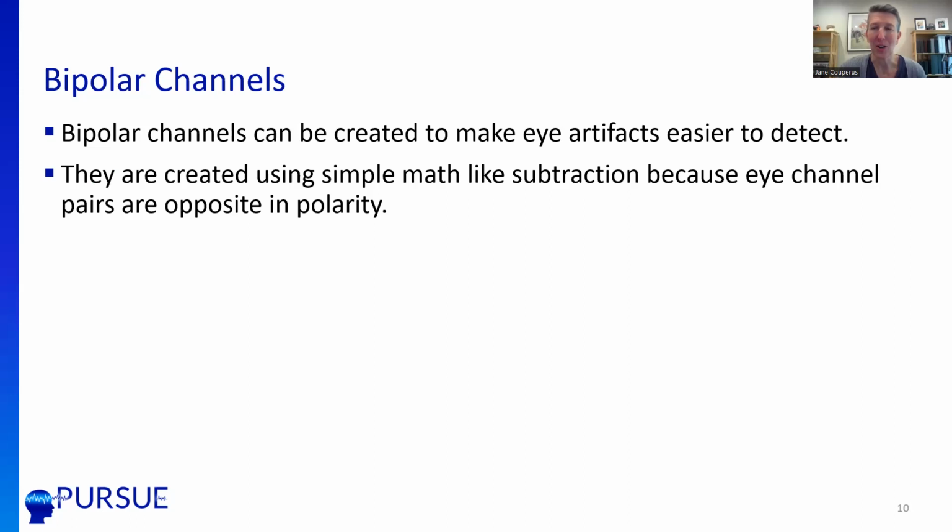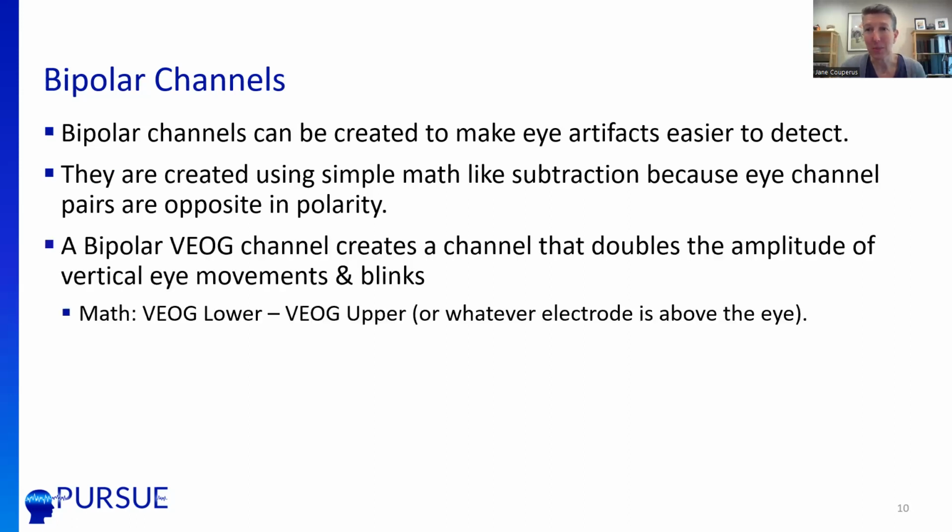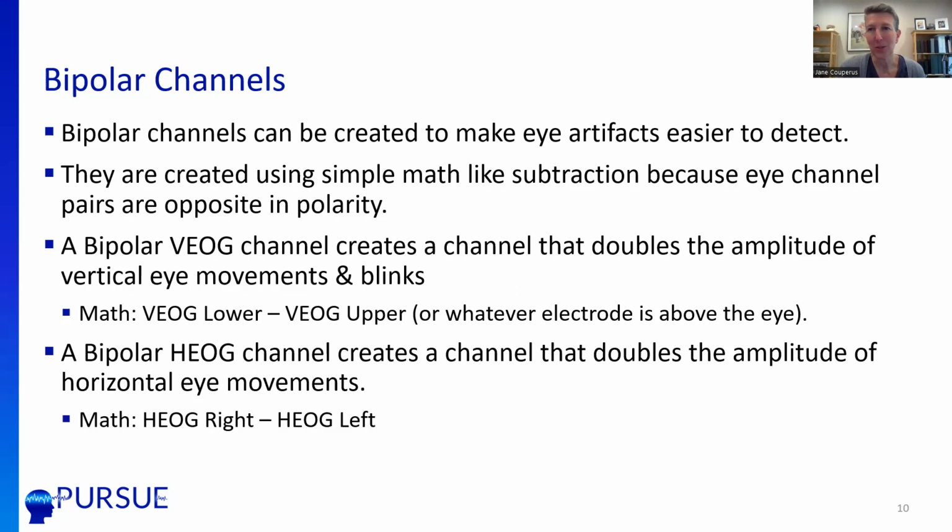Because the eye channels are opposite in polarity, you can just use some simple math to create these nice bipolar channels. So for example, if you wanted one that was looking at your vertical eye movements, you could take the vertical electrooculogram and subtract the lower from the upper to get a nice bipolar channel. For the horizontal, you could do the same thing, but using the right minus the left. This is something you can do in channel operations in ERP Lab, but if you're using the more automated process, you wouldn't be able to do this. But this can be really helpful when you're trying to detect blinks and eye movements.